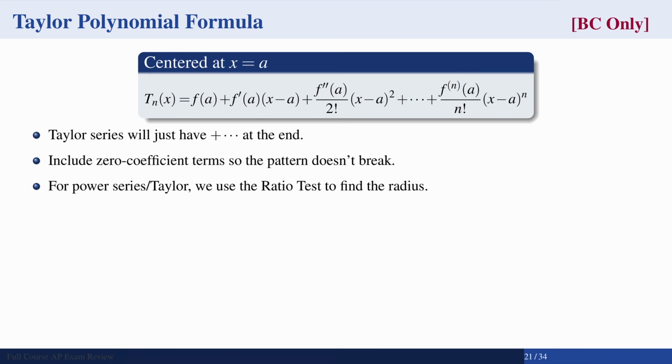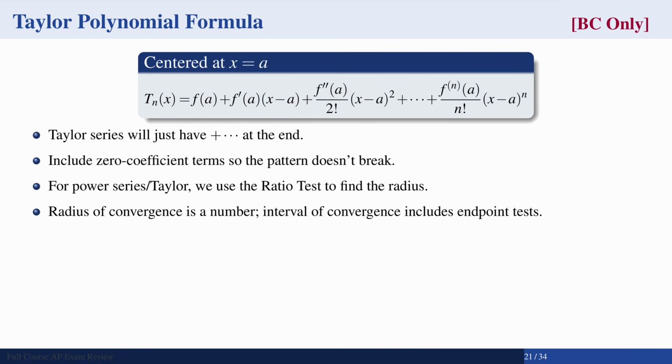When we're trying to determine the interval or radius of convergence for these sorts of things, we're always going to use the ratio test on the AP exam. The radius of convergence is a number, and the interval of convergence is actually going to include testing the endpoints to see on what interval this converges.